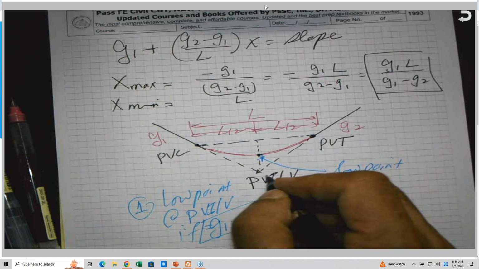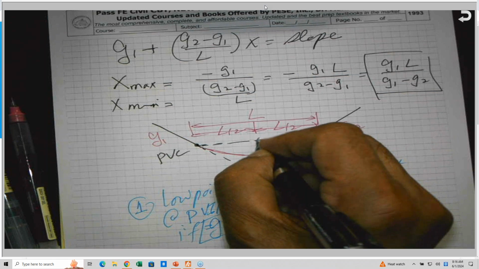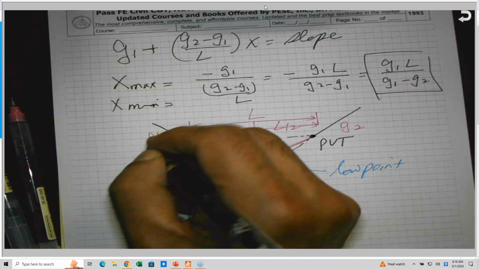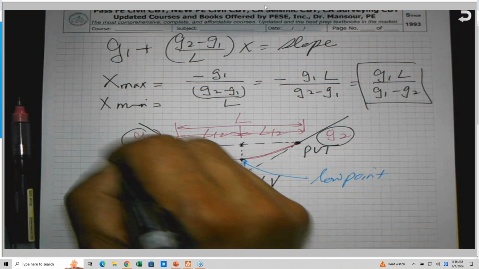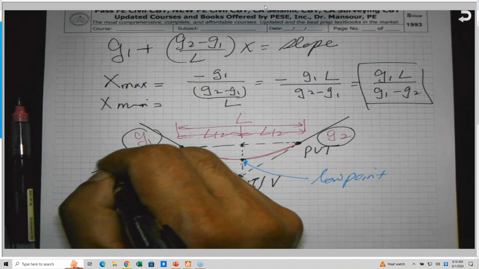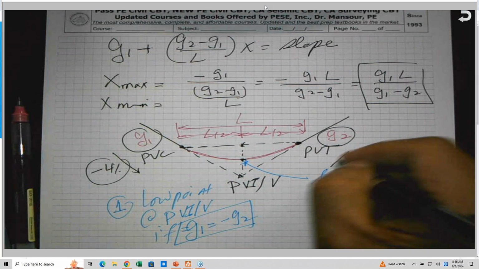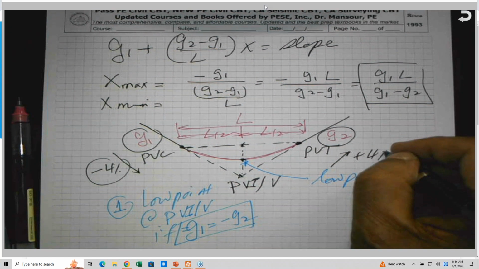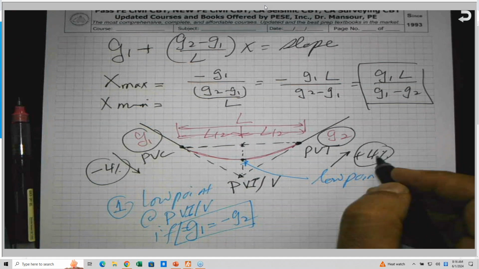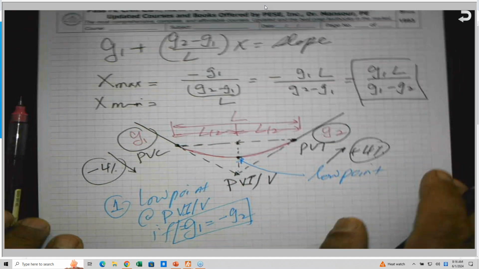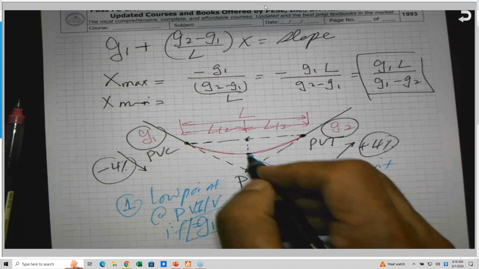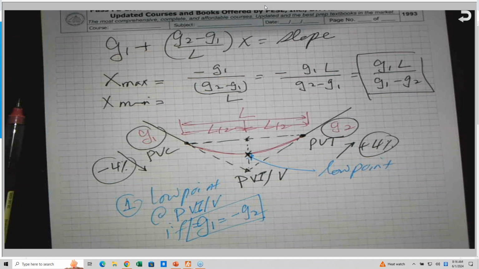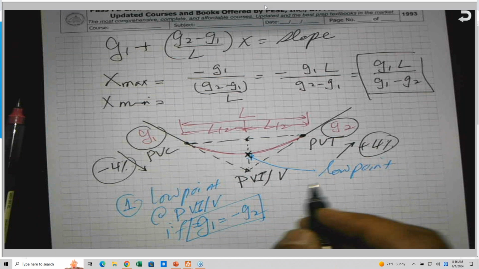This low point will be above this, or at the L/2, only and only if G1 and G2 are equal in magnitude and opposite in sign. So if I have here negative 4% and this is a plus 4%, I needed to make sure that you understand, or you remember, that the low point is here automatically. And we can derive this. This is case number 1.